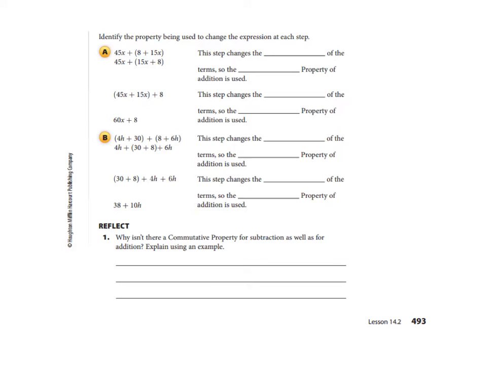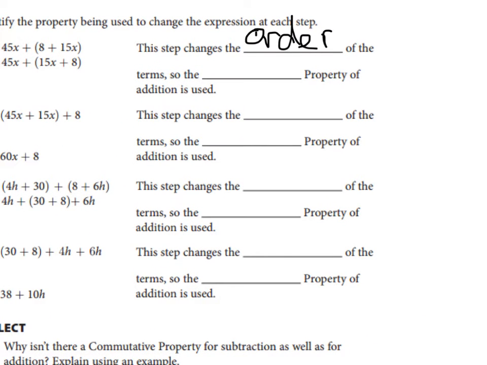So in our first part A, the step changed the order of the terms. It was 8 plus 15x, and then they changed it to 15x plus 8. So they changed the order. When the order is changed, that means that was the commutative property.